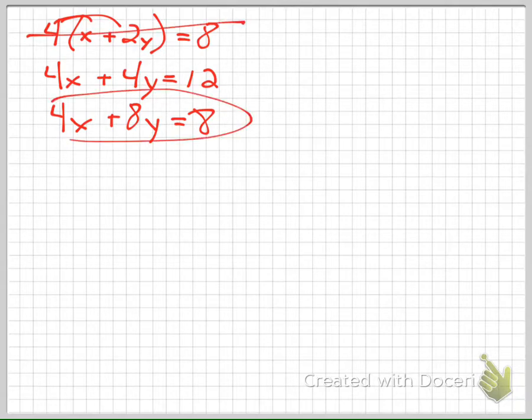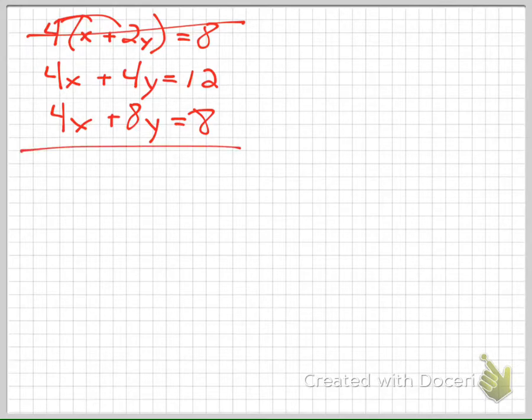Now, is it okay that this one's on the bottom? Does that change anything? No, it's just two lines, right? It doesn't matter which one comes first. They're just two lines. It's wherever the lines cross. What am I going to do? Add or subtract to get these to be eliminated. So remember, look, see, same number, right? 4x. I'm going to subtract.